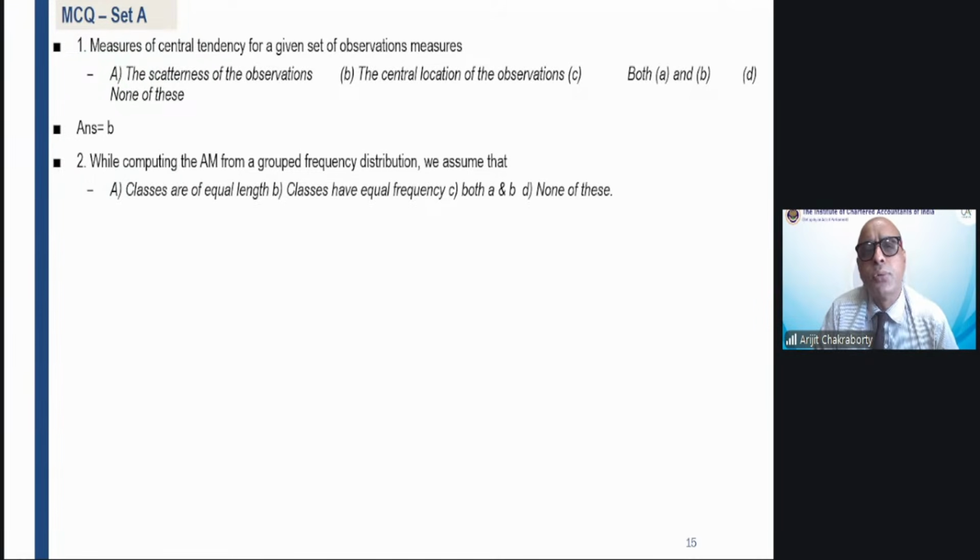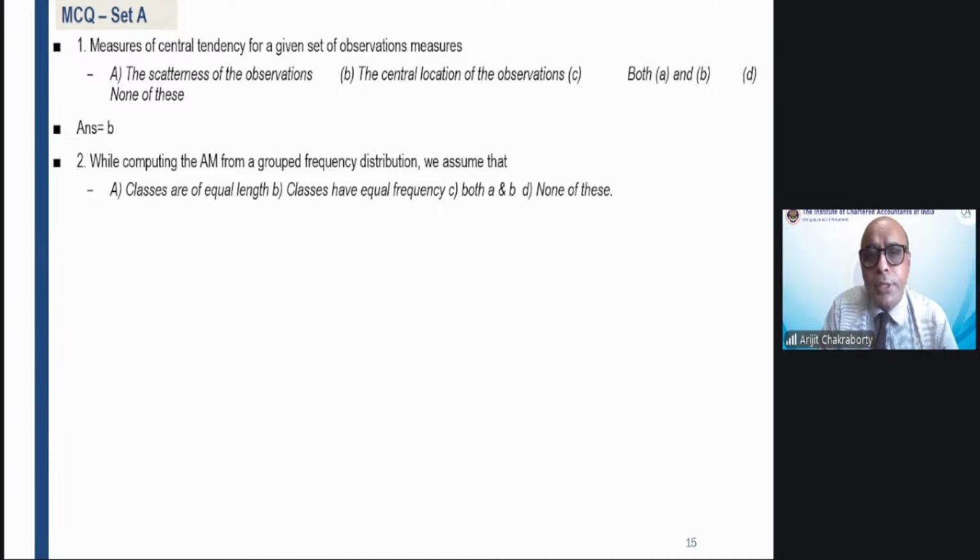I request all our dear students once again to please study the theory part, because a number of questions in the last few years have come from the theoretical portion. If I'm not clear about the theory, for example, the most appropriate situations where GM has to be used, the situation where HM cannot be used, or the advantages and disadvantages of mean, median, mode, arithmetic mean, harmonic mean, geometric mean, that is a problem. So please be absolutely clear even on the theoretical part.